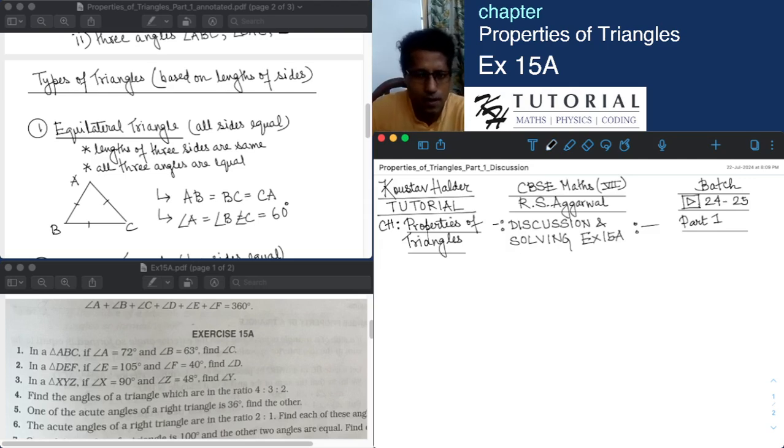Now why is each angle of an equilateral triangle equal to 60 degrees? The first thing is that we know that in any triangle ABC, angle A plus angle B plus angle C will be equal to 180 degrees. Now, for an equilateral triangle, all the angles A, B, C are the same. So we can say that A equals B equals C.